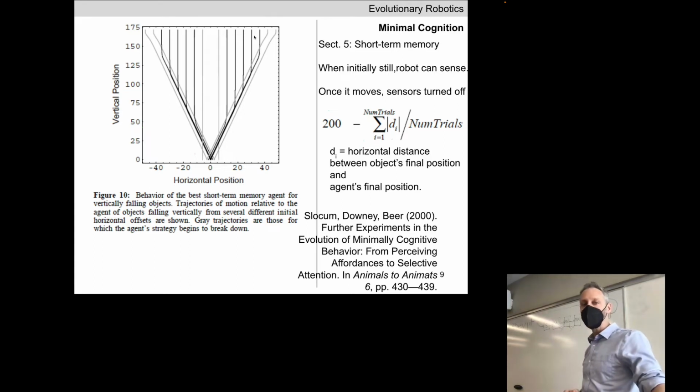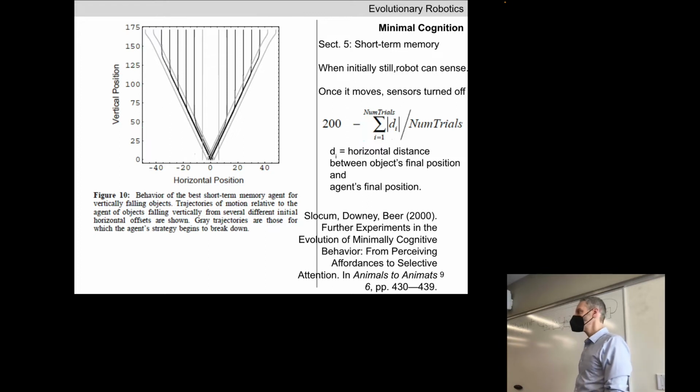And you'll notice in all cases, the trajectory is directly vertical, meaning the object is moving straight down. When these lines become diagonal, that's the robot moving. And as you can see, all of these diagonals are converging on a horizontal position of 0, meaning that the robot has a horizontal distance of 0 between itself and the object when the object gets to the bottom of the screen. So the robot is more or less catching the object in all of these cases.